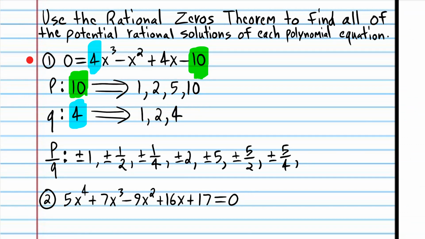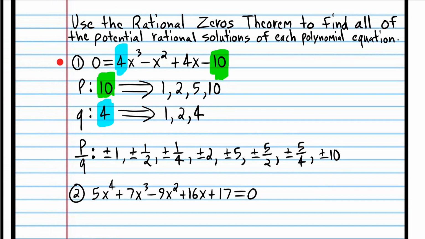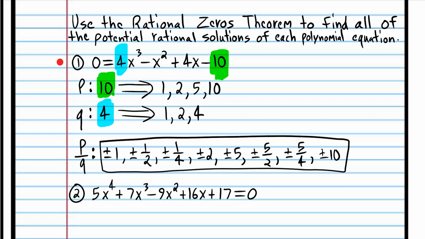And lastly, we're going to divide 10 by all these numbers. So 10 divided by 1 is 10. 10 divided by 2 is 5, but we already have 5. And 10 divided by 4 is 5/2, but we already have 5/2. So if there are rational solutions to this equation up here, they're going to be found on this list.